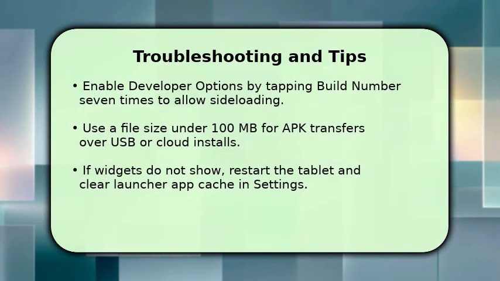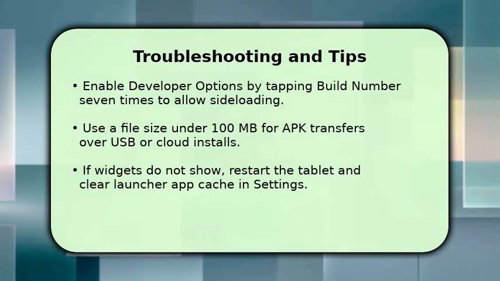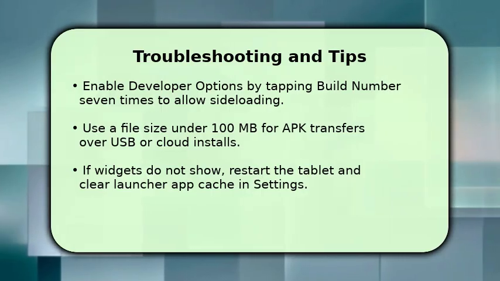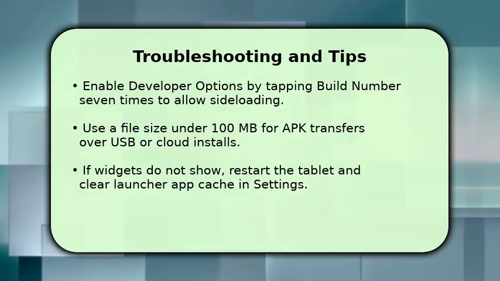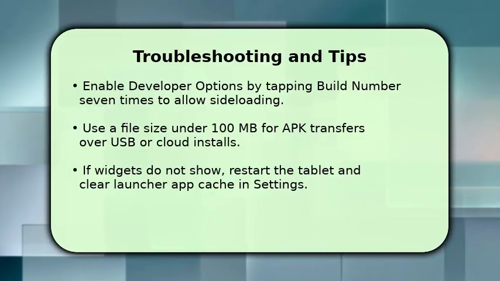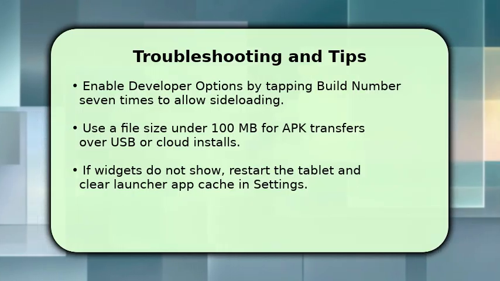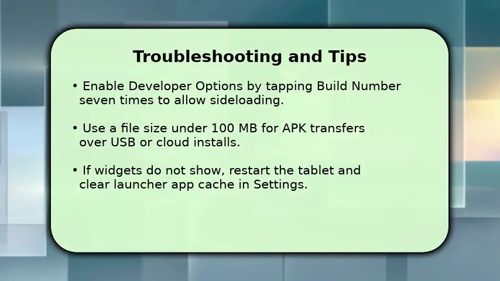Enable developer options by tapping Build Number 7 times before attempting sideloading or ADB. Use a USB cable or cloud transfer to move APK files, keeping APK sizes under 100 MB when possible. If you installed Google Play, reboot the tablet and sign into your account before installing launchers.